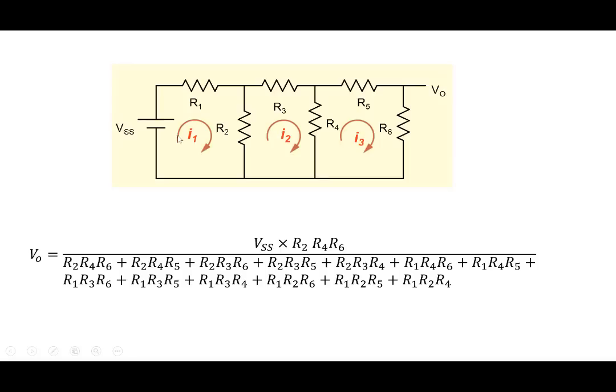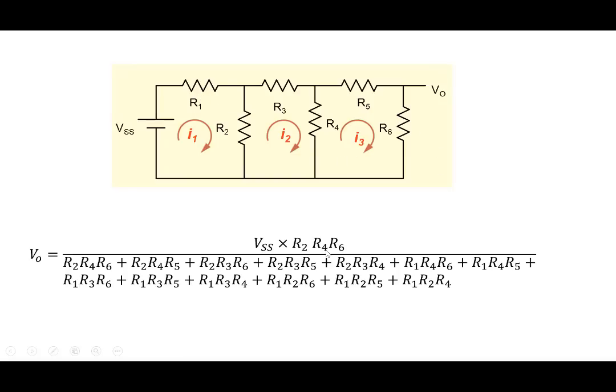Here is another circuit that apparently looks simpler: R1, R2, R3, R4, R5, and R6, and our goal is to find out what is V0. And we could do a mesh analysis and the expression comes out here. V0 equal to VSS, R2, R4, R6, and a long expression here. Again, you will get the answers if you plug in the values of all the resistors, you'll get the value of the voltage here.